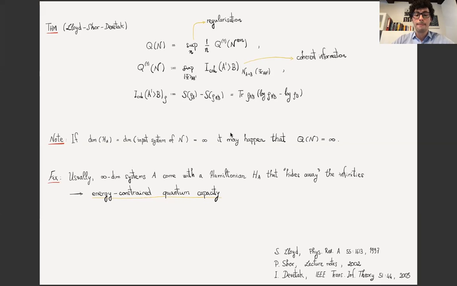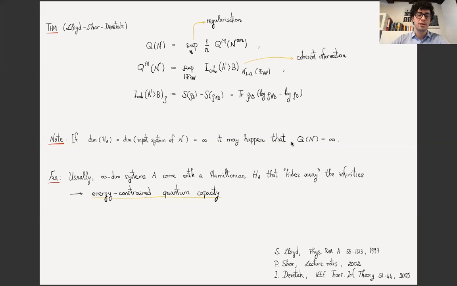Okay, and what happens is that if the input dimension of the channel is infinite, it could be that you can send an infinite amount of quantum information with just one instance of the channel, because of course the input dimension is infinite. So if the channel is not noisy, if the channel is the identity, then you can actually send an infinite amount of information with just one use. Of course, it's a kind of spurious phenomenon that is due to the fact that the input dimension is infinite, as I said. But usually infinities are kind of hidden away in physics, right?